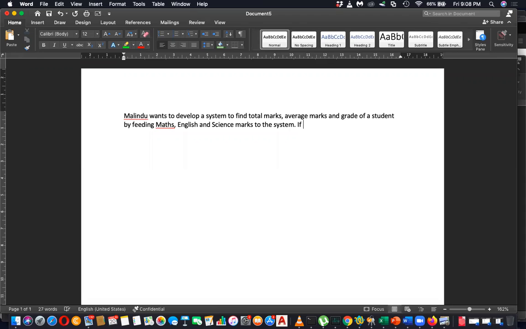If average is greater than or equal to 75, then grade is A. If it is between 74 and 65, then grade is B.